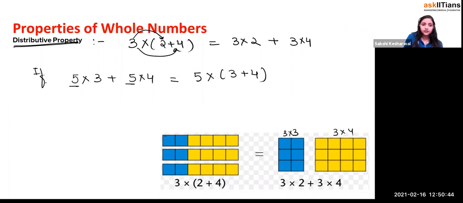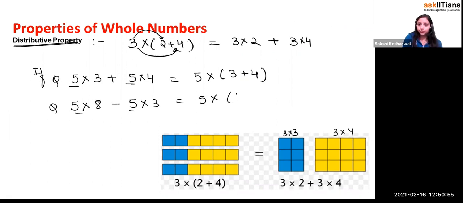And I could write like this also. If I had written 5 into 8 minus 5 into 3, can you see that 5 and 5 is common? So this is equal to what? 5 into, now 8, there is a minus sign, so minus 3, right?